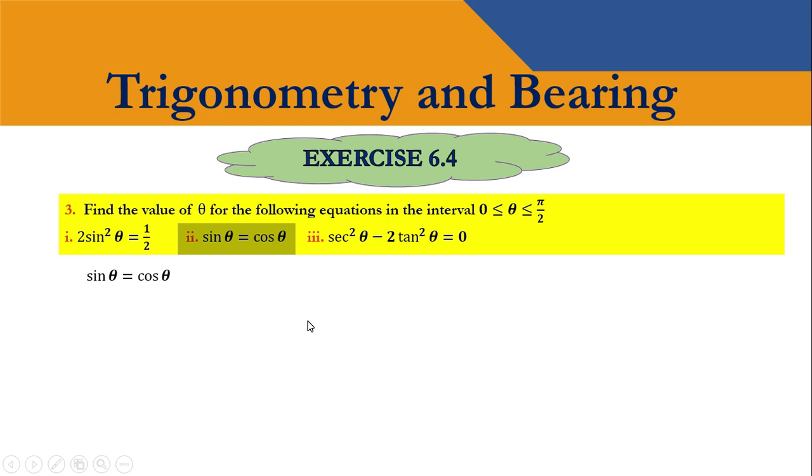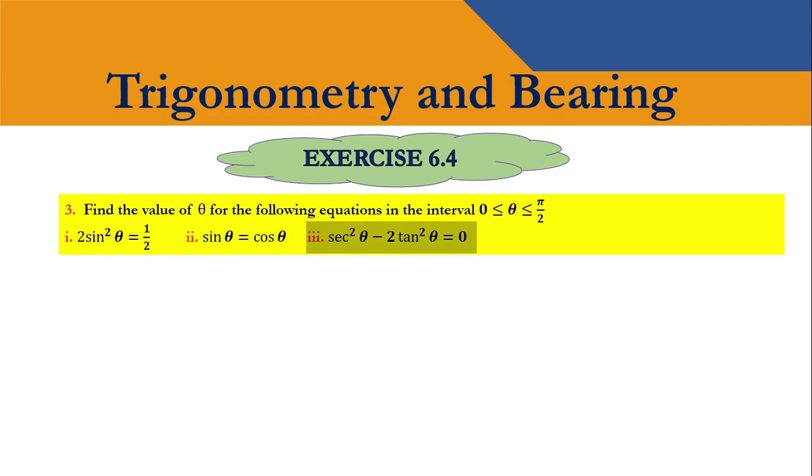So divide this equation by cos theta on both sides, and on the right hand side the cos theta will be cancelled, and the left hand side, sin theta divided by cos theta, is equal to tan theta. So theta is equal to tan inverse 1. The value of tan 1 you can see from the table, for which angle the value of tan is 1, or you can use the calculator. So theta is equal to 45 degrees.